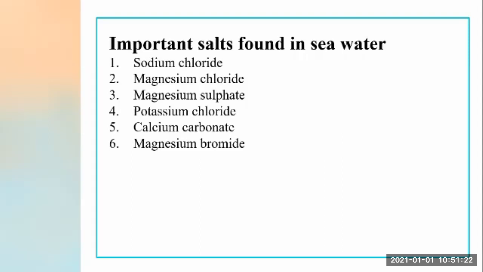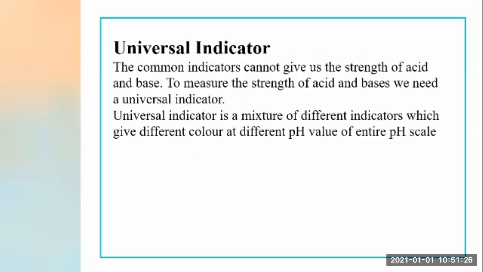These all are the examples of salt which are found in sea water. Now students, we will go to our indicator termed as universal indicator. But before going to universal indicator, first we will learn what we mean by common indicator. When we are testing some substances, whether it is acidic in nature, basic in nature, or neutral in nature, we use some indicators, right?